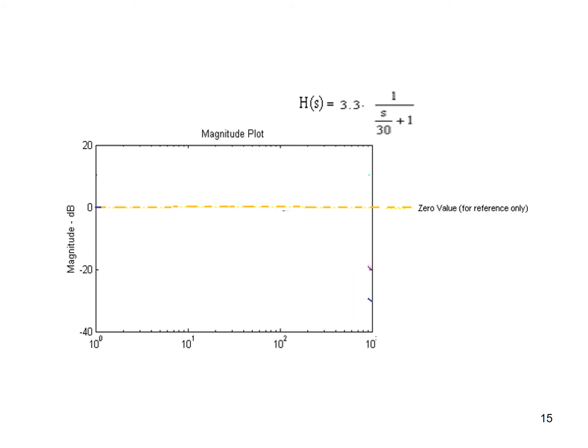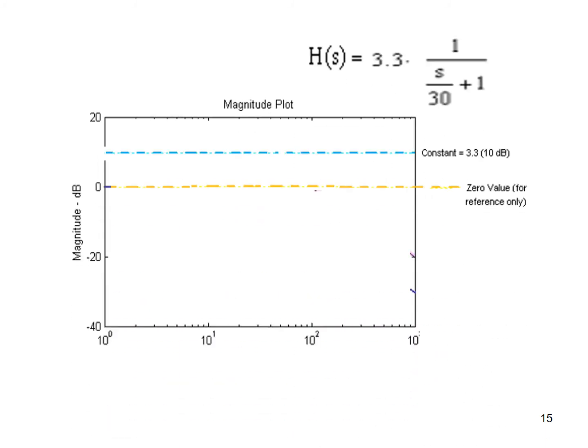So first of all, we establish the reference line, or we draw the reference line at 0 dB, and then we plot for the constant 3.3. So 3.3, when we take log of it, it will become 10 dB. So we plot it as a 10 dB line here. Since it's constant, it's a straight line.